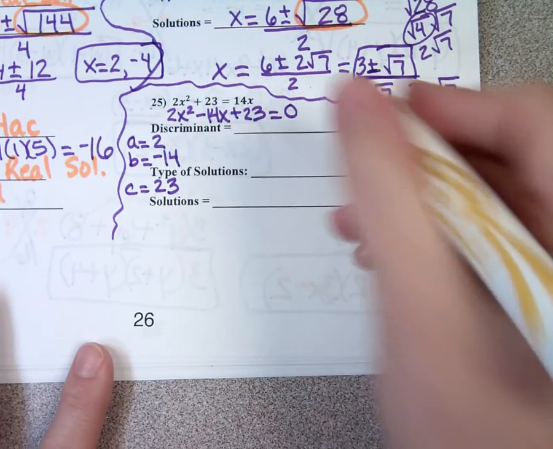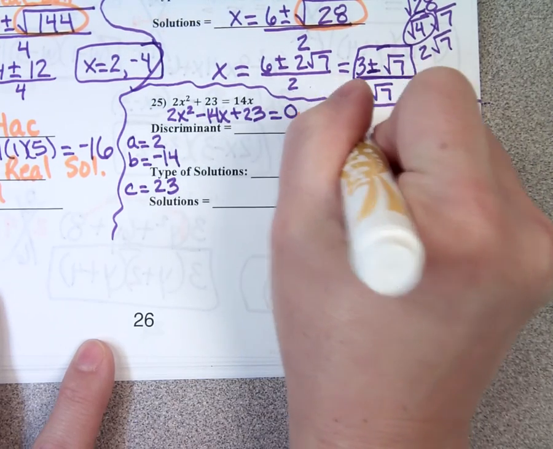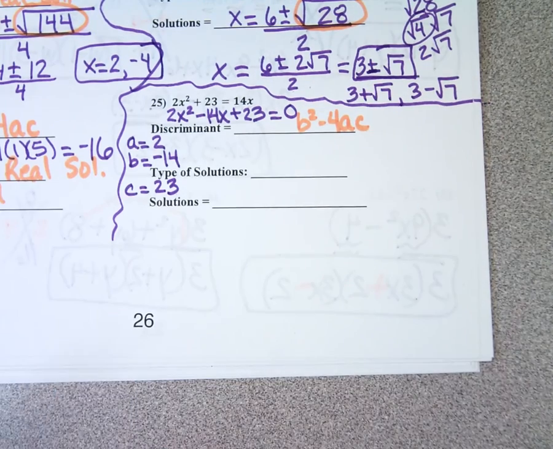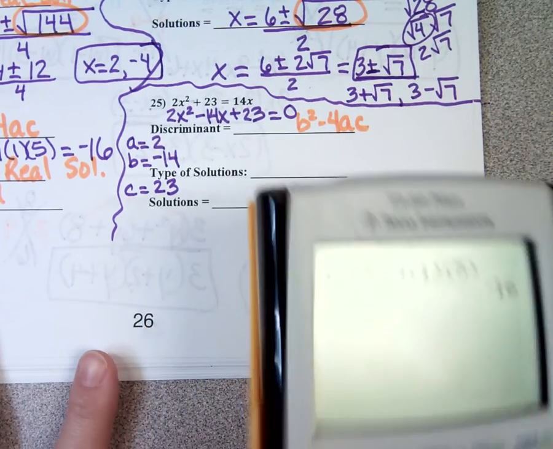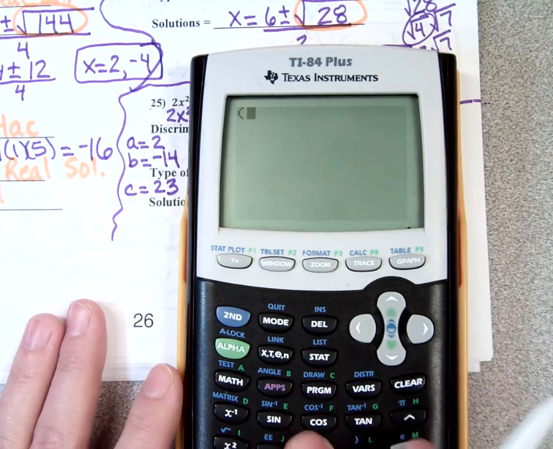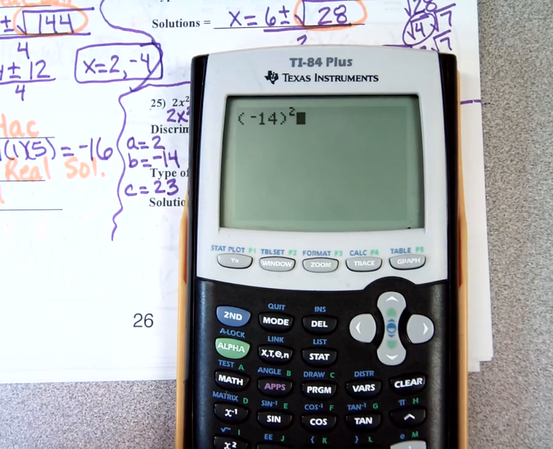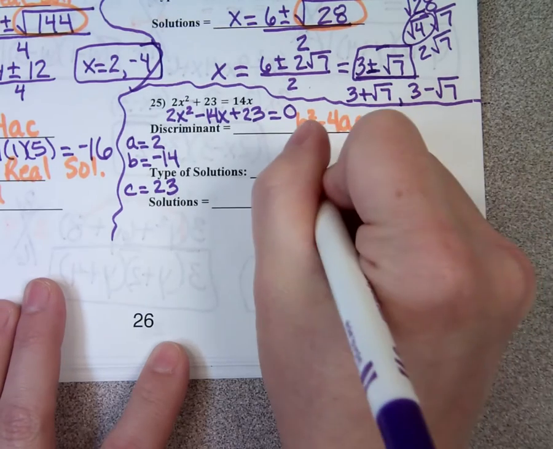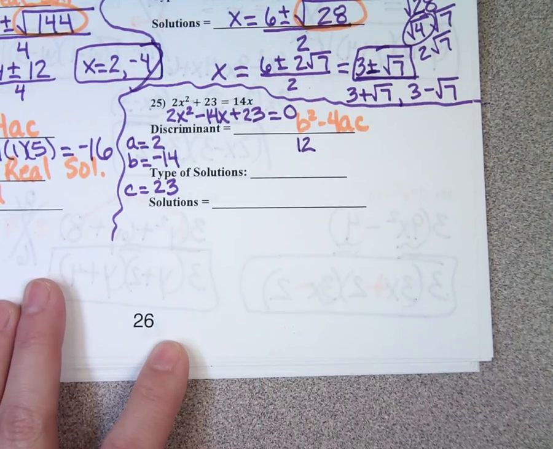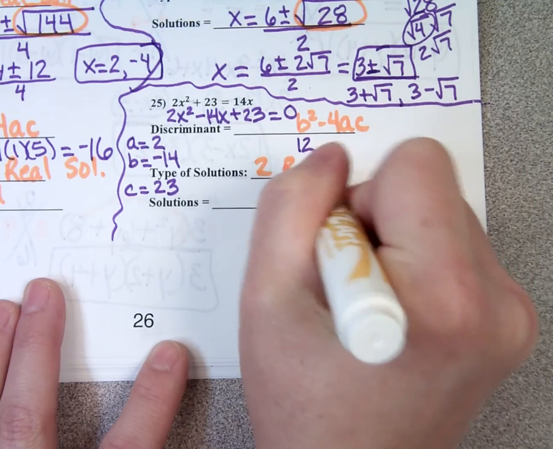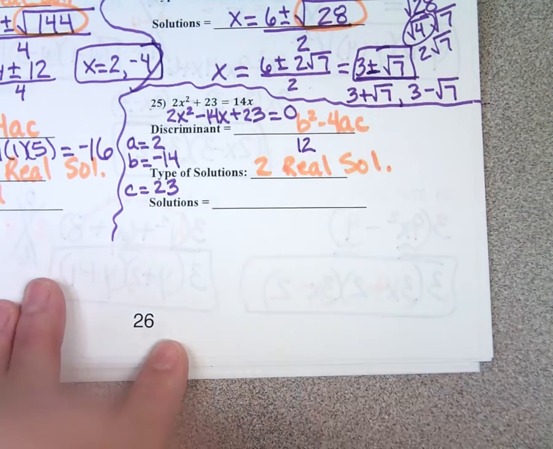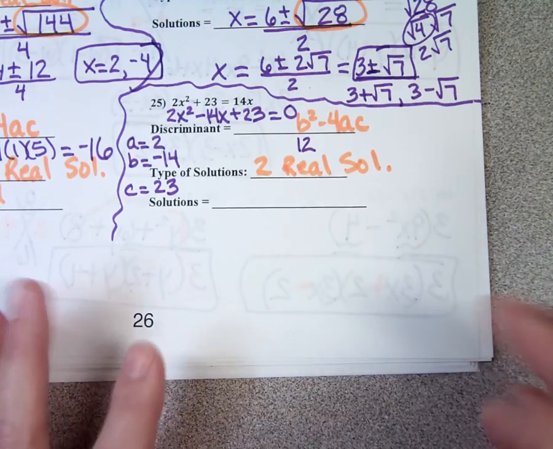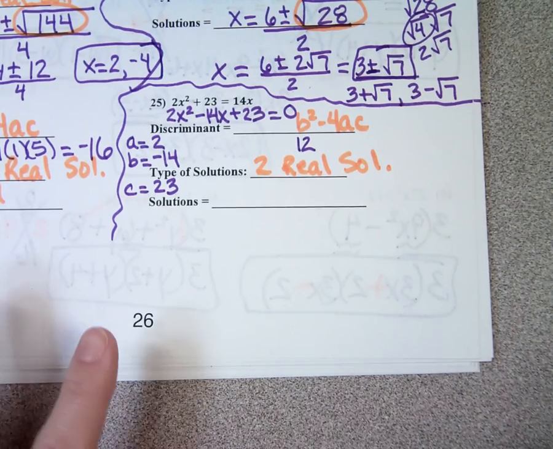Okay, discriminant time. B squared minus 4AC. So this time I'm not going to write it. I'm just going to type it. Parentheses, -14, close it, square it. -4, parentheses, type in the A, parentheses, type in the C. And we get a 12. Okay, since the discriminant is bigger than 0, we're going to have two real solutions, which is what the top section looked like. And so now we're going to find them with our handy-dandy quadratic formula.